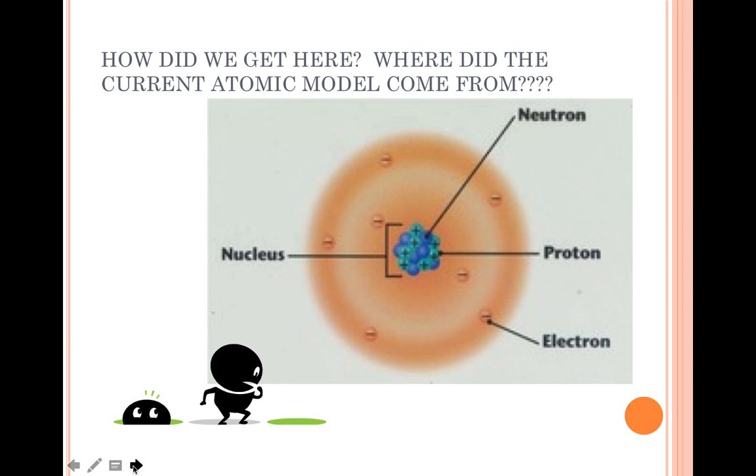So what this lesson is about is you take for granted the current atomic model, right? We talked about that in the last unit. You got the nucleus in the middle, you got electrons around the outside, but where did this current model come from? It's really not that old.